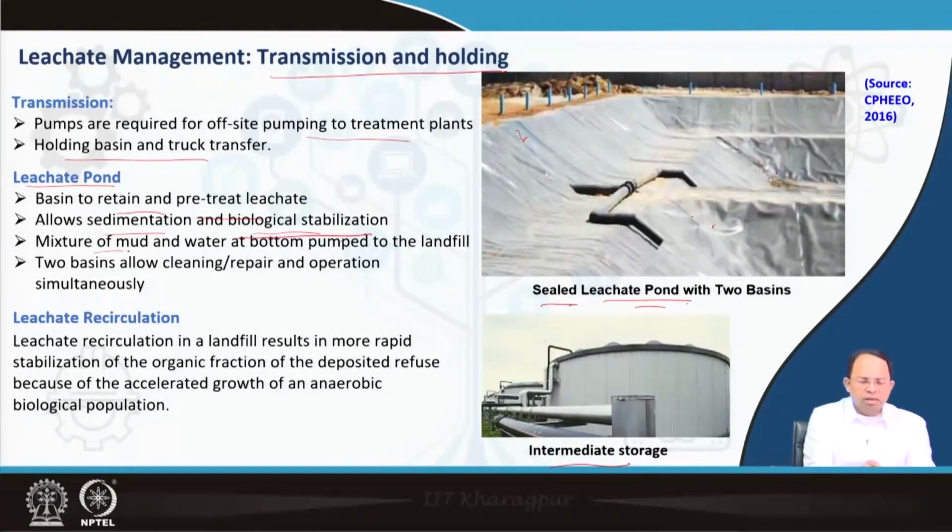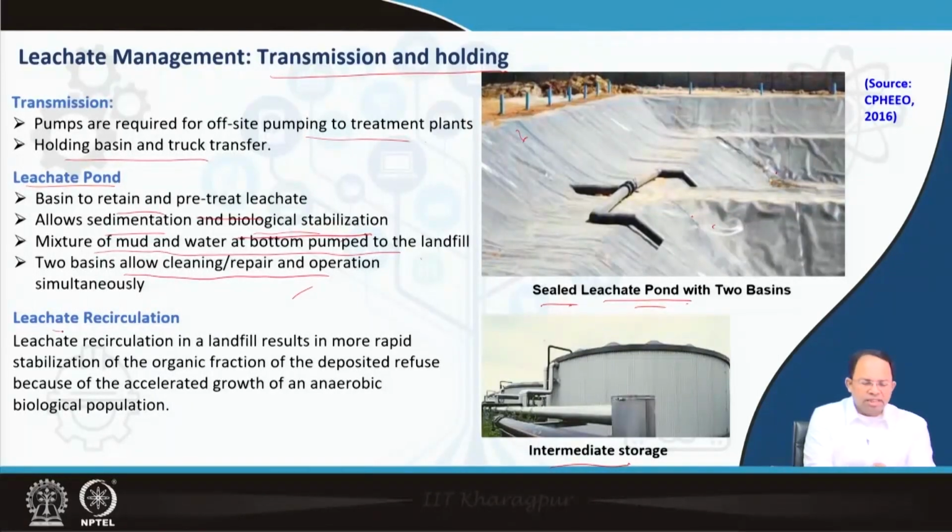So this mixture of mud and water at the bottom, which gradually accumulates, is pumped back to the landfill, because that is not what we transport. We only transport the water part, the liquid part. The solid part is put back into the landfill site. Two basins allow cleaning, repair and operation simultaneously. So this is how leachate ponds are designed.